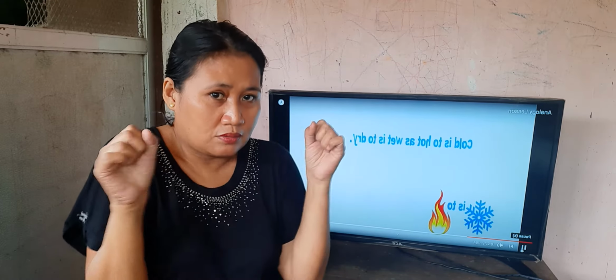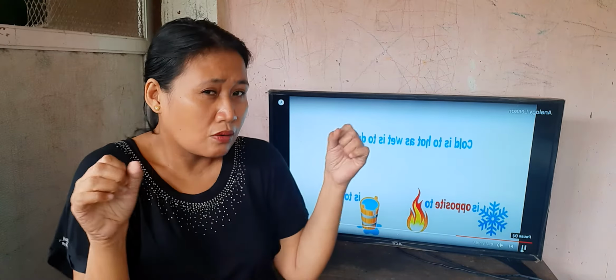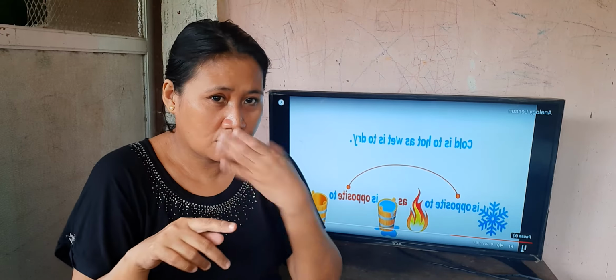Cold is to hot as wet is to dry. What does this one mean? Cold is opposite of hot, the same way wet is opposite of dry.